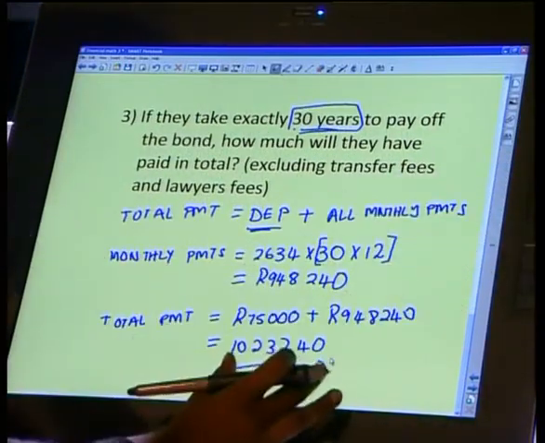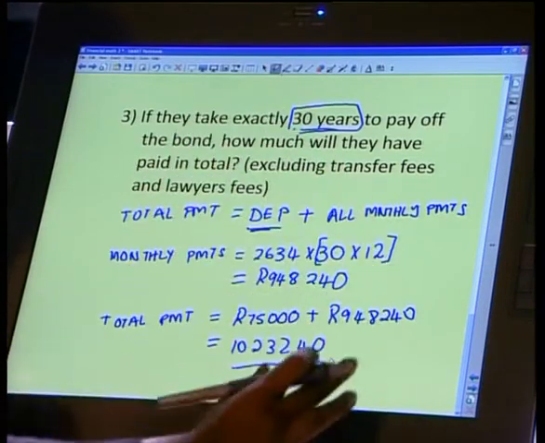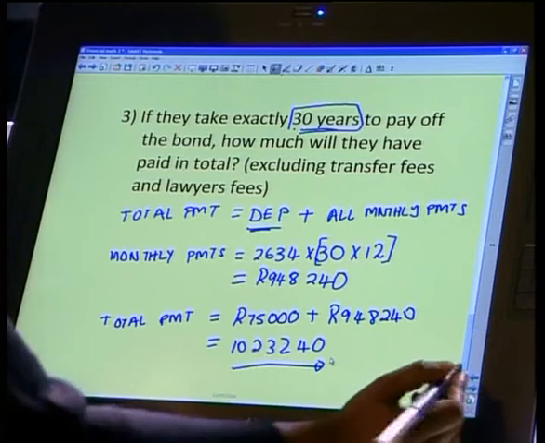Okay, so you can see that the interest adds up quite a bit when you're taking out a loan, especially such a big loan over such a long period of time. They're going to end up paying quite a lot of money back. So it's 1 million and a bit.